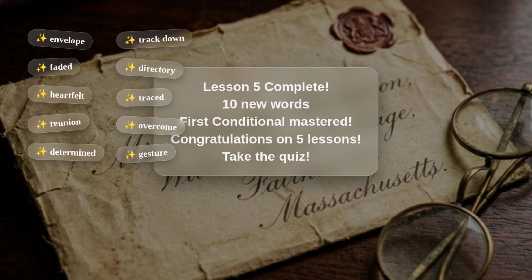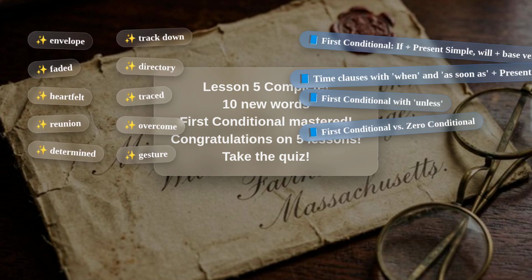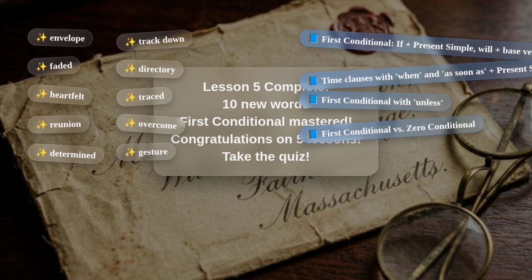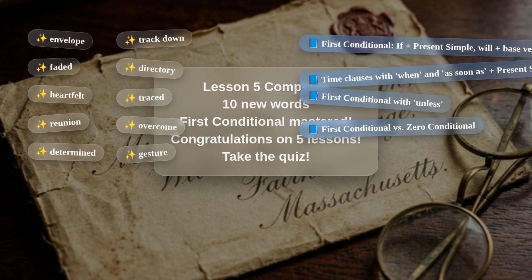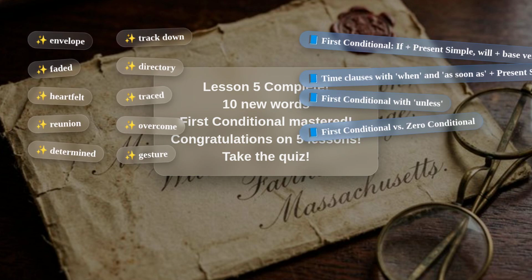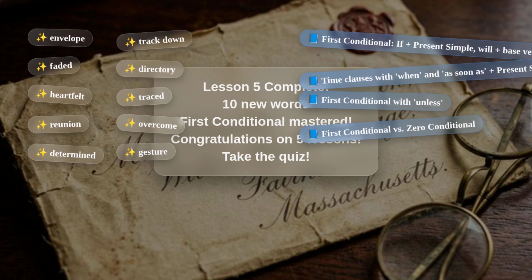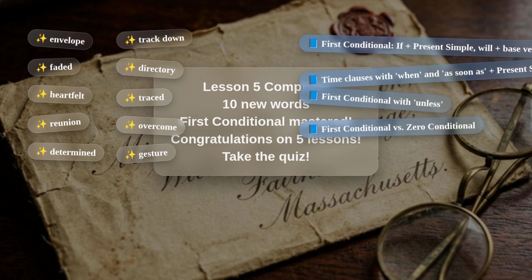10 words. Grammar. We mastered the first conditional and time clauses. You can now talk about future possibilities and plans with confidence. Be very proud of what you've achieved so far. Now, head over to the quiz section to test your knowledge. And finally, head to the role-play section. Practice the reunion or the search for the letter's owner with your AI partner.